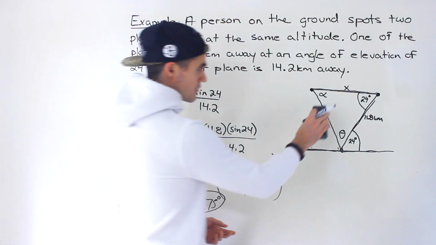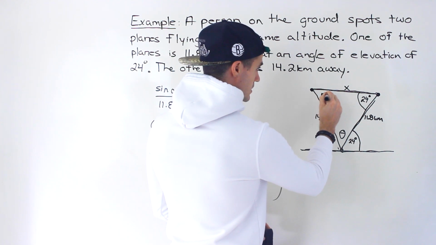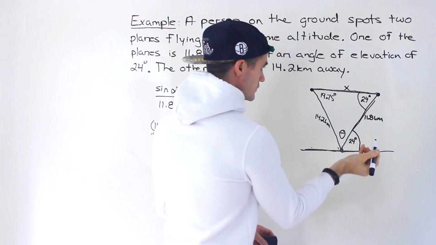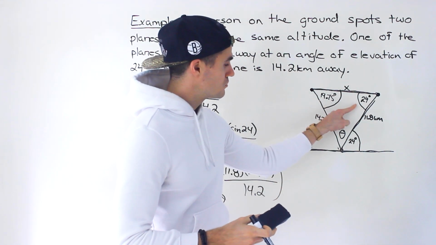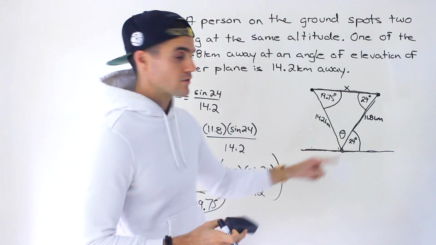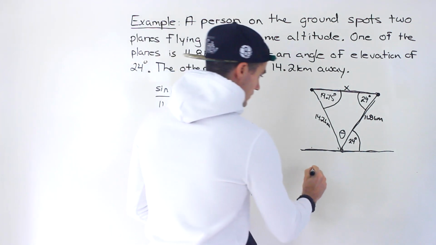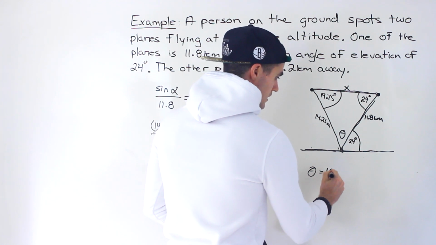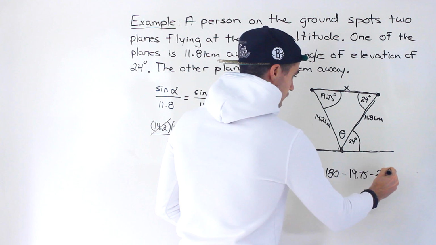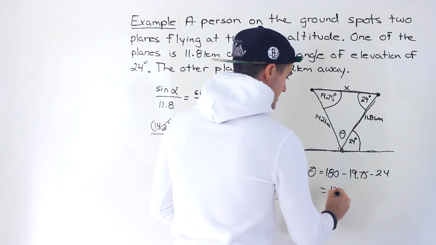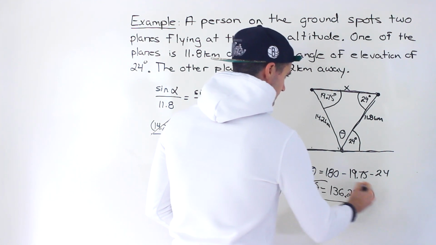So that's this angle right here that we just solved for. This is 19.75 degrees, this angle right here. Now we've got two angles, so we could solve for that third angle. The theta is, let's write it down here, just going to be 180 degrees minus the 19.75 minus the 24, which would give us 136.25 degrees, like that.